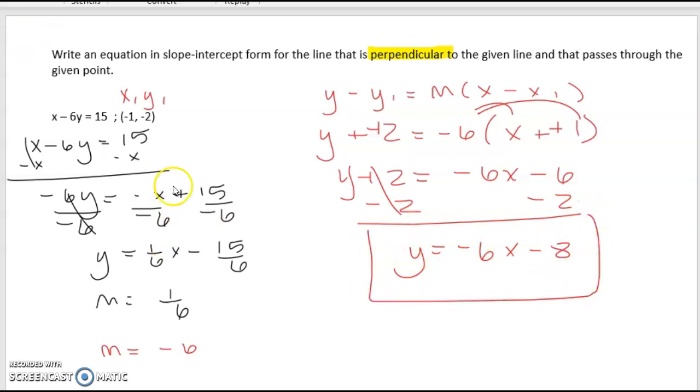And you can always check. See, my slope here was a 1/6. Here it's a negative 6x. But keep in mind, we had to put this in slope-intercept form first so we could see what my slope actually was. So that one was a little bit more difficult than the others.